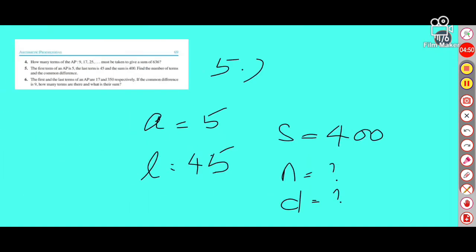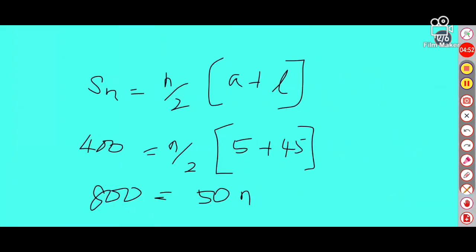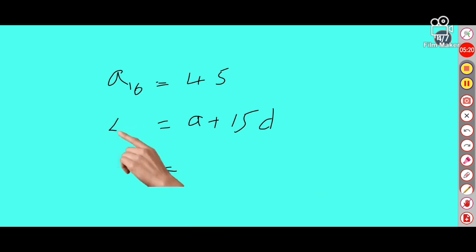Then they are asking us to find the common difference d. Now A16 is known because the total terms is 16, then the last term is 45. So A16 is 45, it's understood by the question. So that is equal to A plus 15D. As we saw in the previous videos, An equals A plus n minus 1 into D. So A16 is equal to A plus 15D. So that is 45. The first term, that is the value of A, is 5.